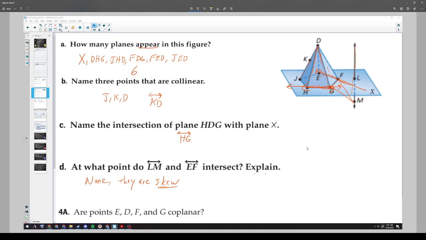And then our last question, are E, D, F, and G coplanar? So we have E, D, F, and G. So we said that G, D, and F defined a plane, and D, E, and F defined a different plane that intersects with it. So no, those can't all be coplanar, because we already defined 2 different planes that those lie on. So that's our notes for today.